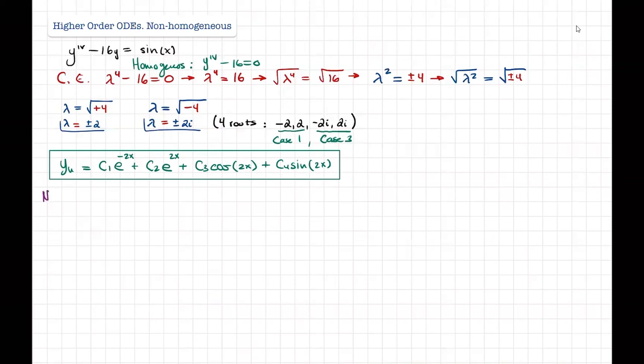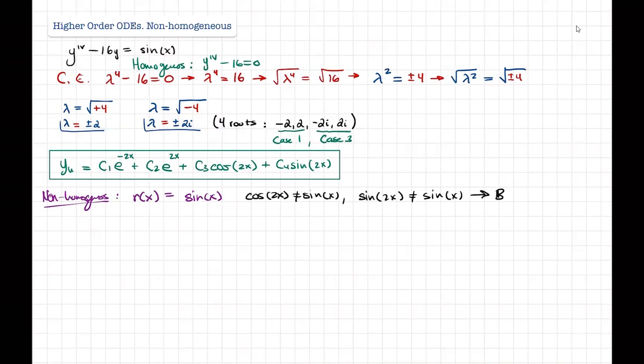So I'm right here for the non-homogeneous. And for this one, we need to see our R of x. For this case, R of x is equal to sine of x. And we need to also check that it is not present in our homogeneous. So it's cosine of 2x, the same thing as sine of x? No, it's not. And then we have sine of 2x, the same thing as sine of x? No, it's not. Therefore, we don't need to do any modifications, and we can use the basic rule.